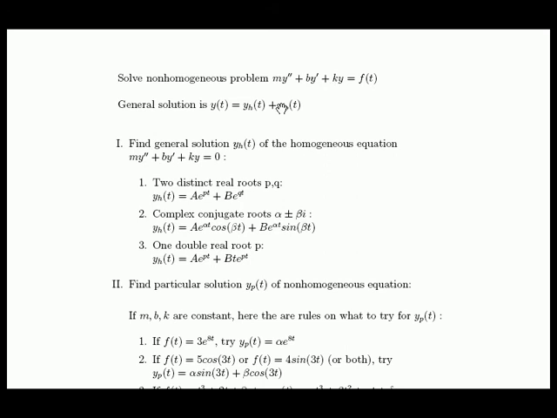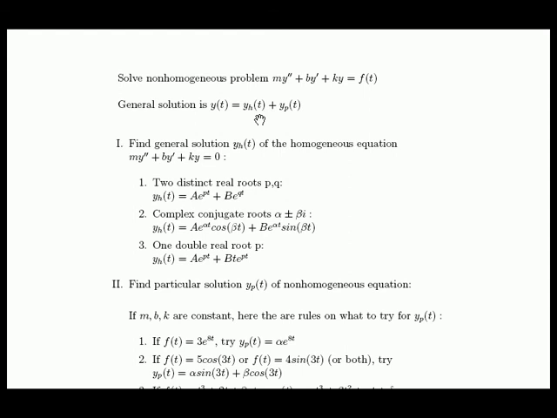But it's not sufficient to just have a particular solution. You need the general solution because you're normally going to have initial conditions, so you need the arbitrary constants in there. So the general solution with two arbitrary constants will be the general solution of the homogeneous equation, which has the two arbitrary constants, plus the particular solution.